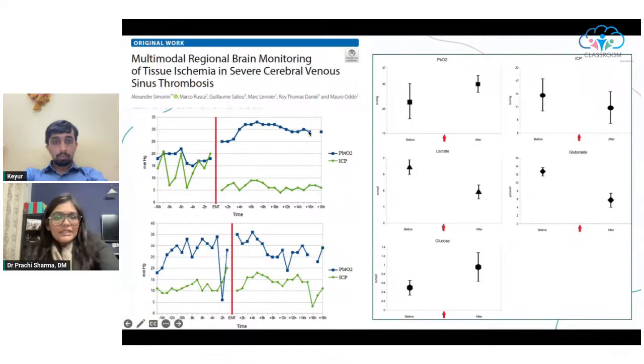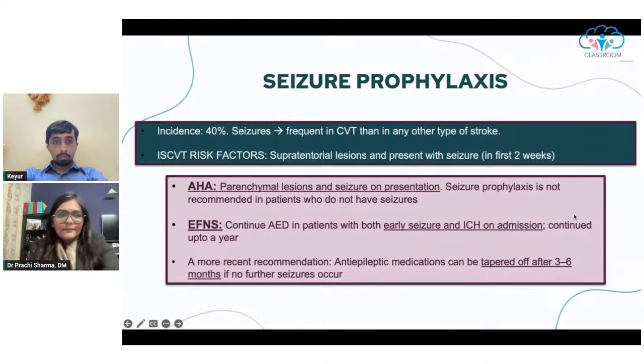And after that, the PbTO2 and the ICP significantly improved, but more importantly, the lactic levels, glutamate levels, and the glucose levels also significantly improved, highlighting that regional ischemia actually can be identified in CVT cases.